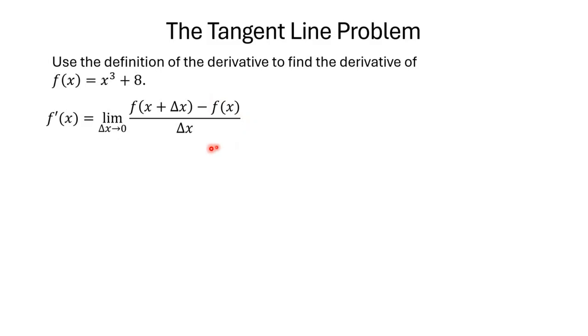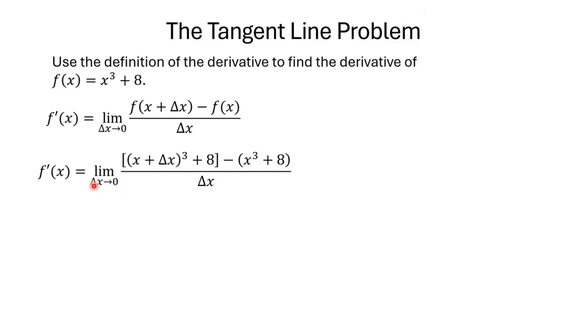This is the definition of the derivative, f prime of x. And in this case, f of x is equal to x cubed plus 8. I'm just going to plug that in. So f of x plus delta x is (x plus delta x) cubed plus 8, and f of x is x cubed plus 8. Plugging that in, I get that f prime of x is the limit as delta x approaches 0 of (x plus delta x) cubed plus 8, which is f of x plus delta x, minus f of x, which is given, and that's all divided by delta x.